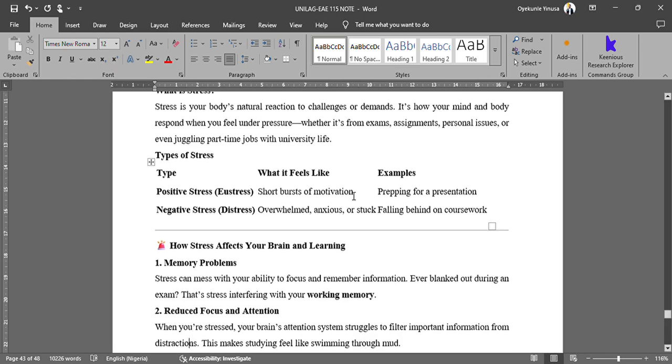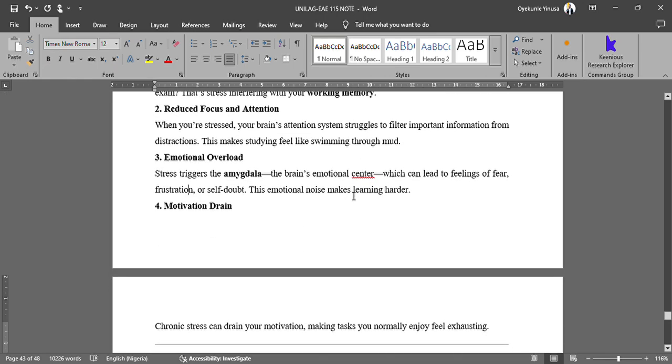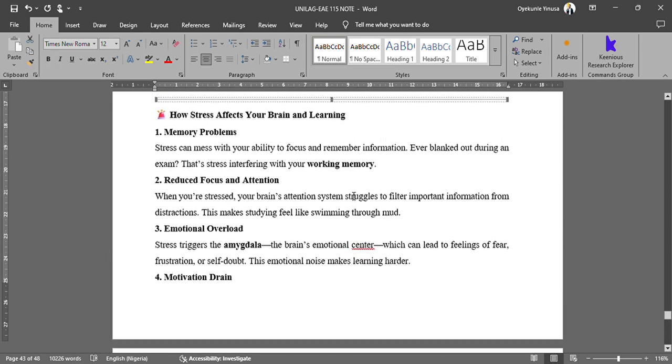How does stress affect your brain and learning? It causes memory problems if care is not taken. If you don't manage your stress, it messes with your ability to focus and remember information. Have you ever experienced that you enter into an exam and you go blank? That is when you have experienced stress up to the point that it affects your ability to recall information as at when due. So that stress is interfering with your working memory.